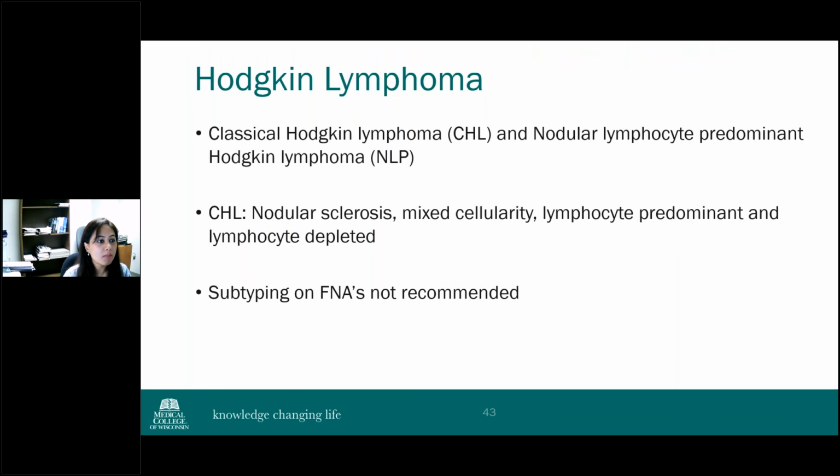Briefly, to talk about classic Hodgkin lymphomas or Hodgkin lymphomas in general, there are two main subtypes. You have the classic and the nodular lymphocyte predominant. The classic Hodgkin is further subtyped into nodular sclerosis, mixed cellularity, lymphocyte predominant, and lymphocyte depleted. Again, subtyping on FNAs is usually not recommended.